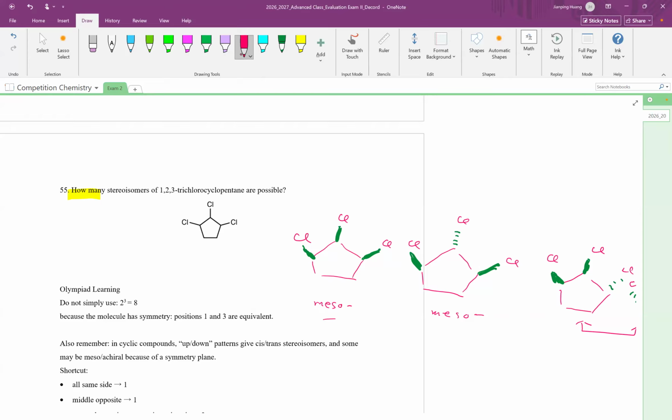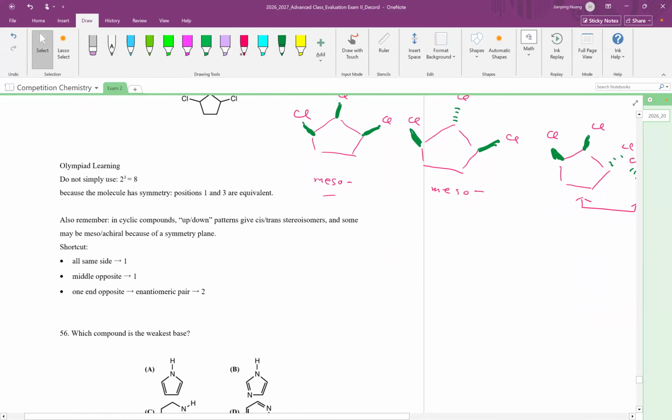Meso compound, superimposable with the mirror image. Meso compound, it is optically inactive. Meso compound, you remember. Another one is what? Racemic, enantiomer, diastereomer. Those you should know, okay?